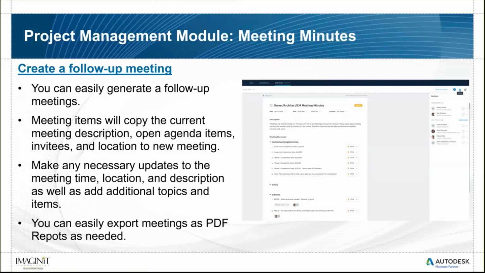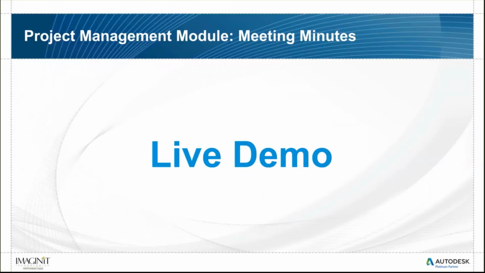And then, of course, you can easily export these meetings as a PDF report. So anytime you need to, say a pre-meeting where you just want the agenda, you just hit a button up in the right-hand corner there, and you can export that out as a PDF file. So let's take a look at this in the system here.